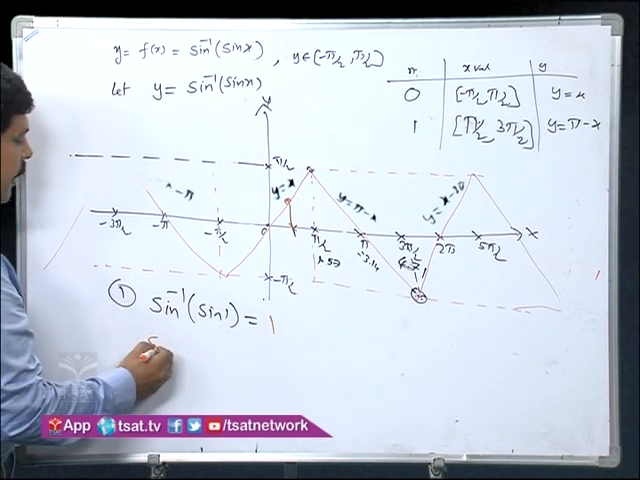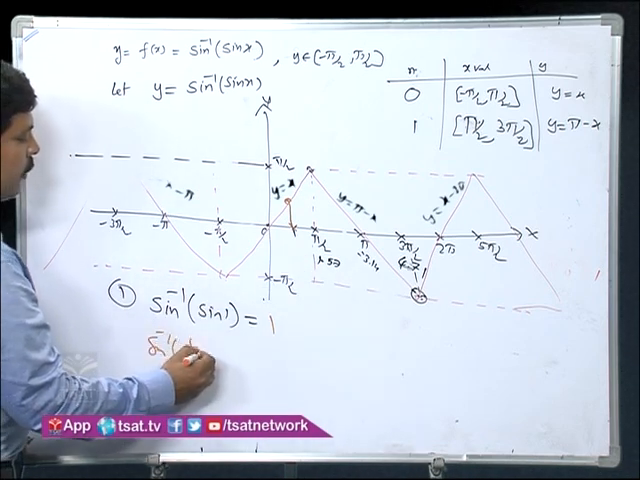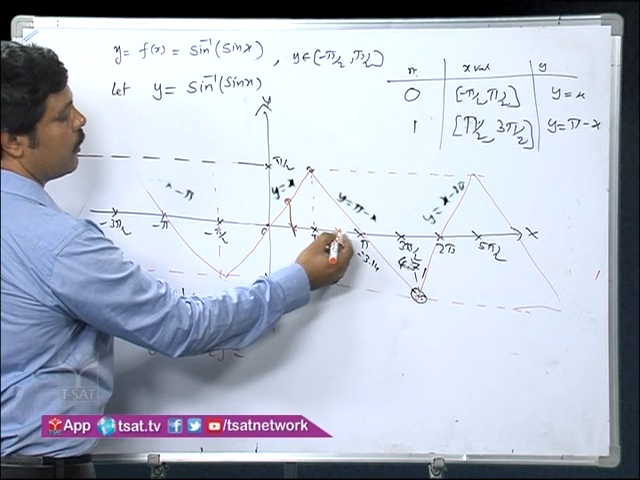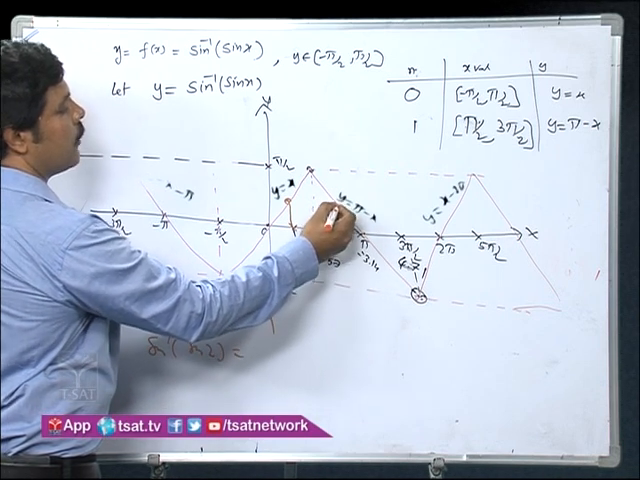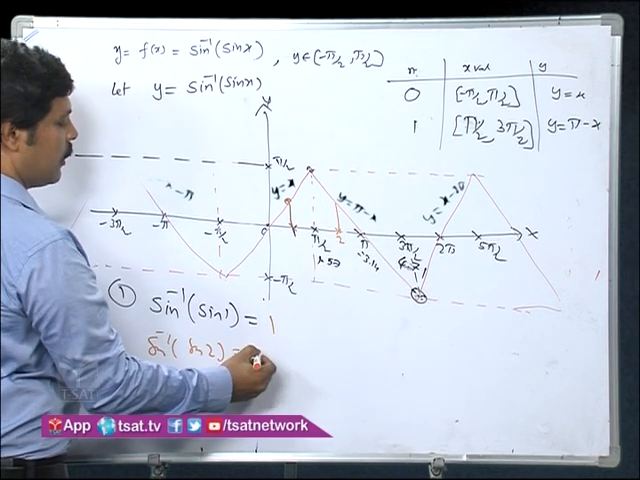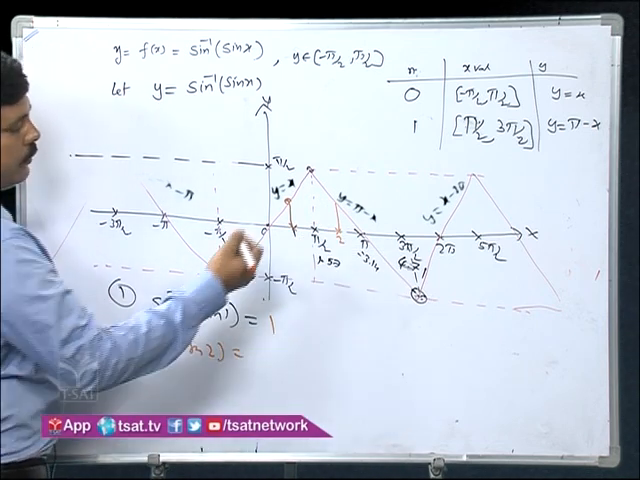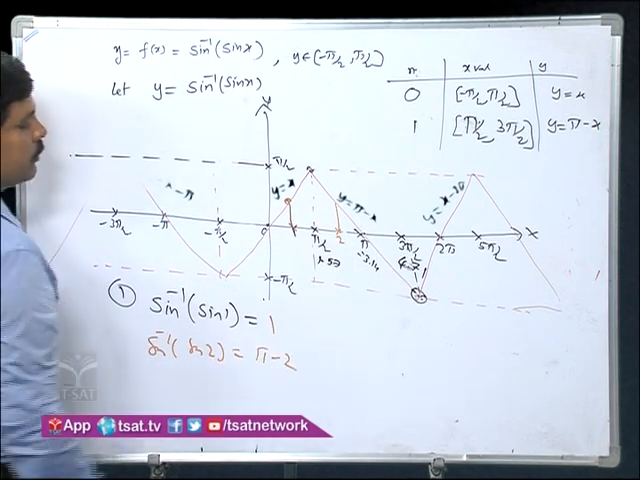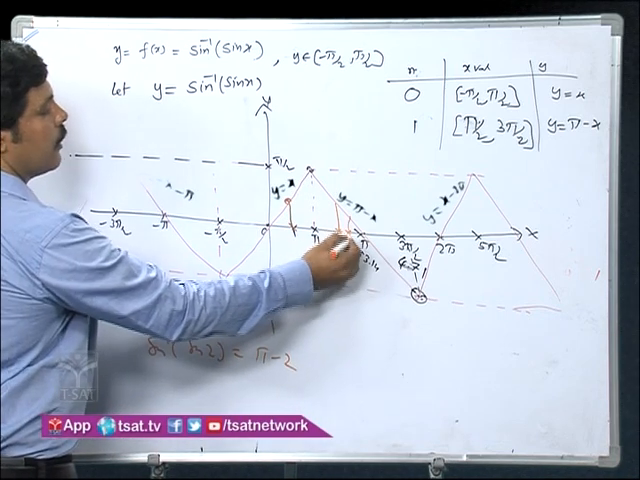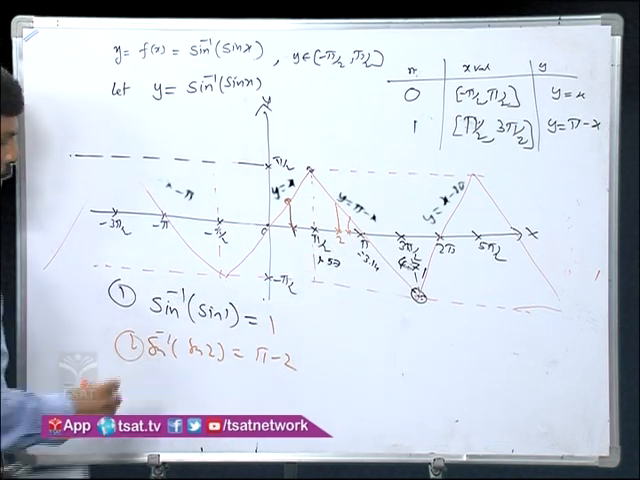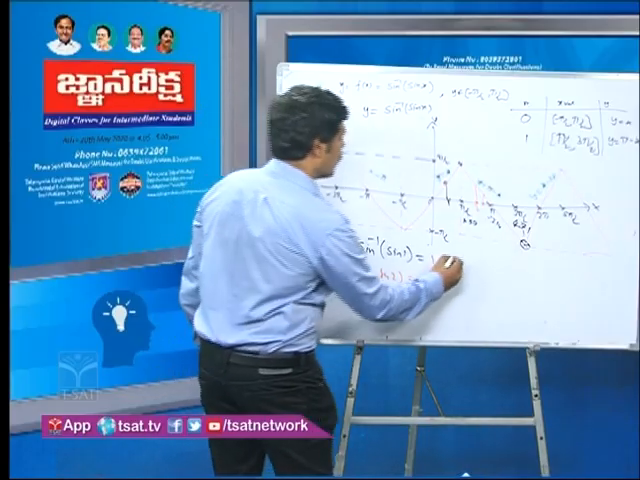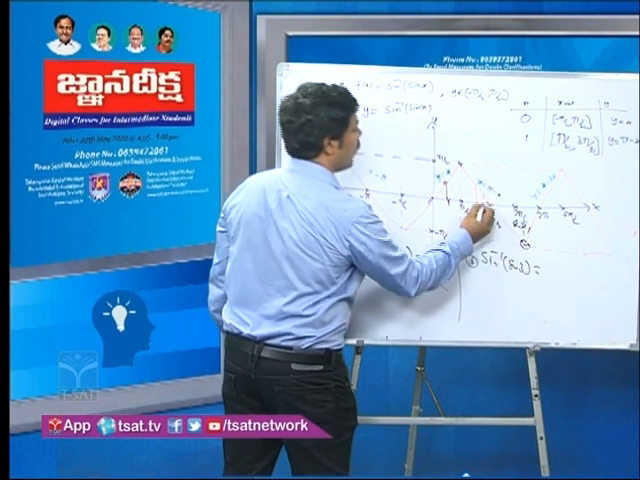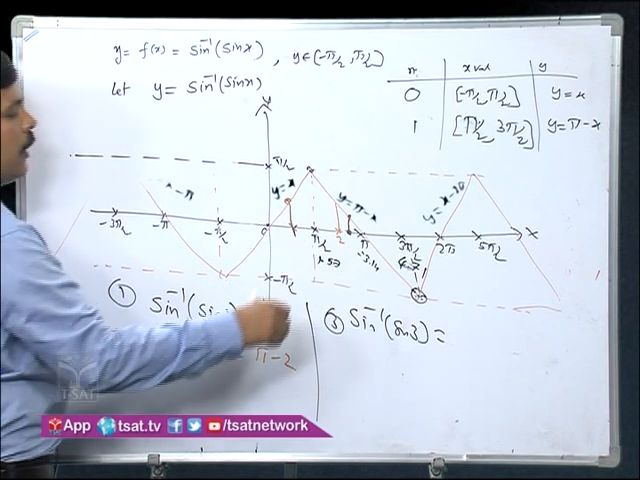What is sin inverse of sin 2? 2 lies between 1.57 and 4.71, therefore it falls on y is equal to pi minus x, so sin inverse of sin 2 is equal to pi minus 2. Similarly, 3 falls on the same pi minus x, therefore sin inverse of sin 3 is pi minus 3.